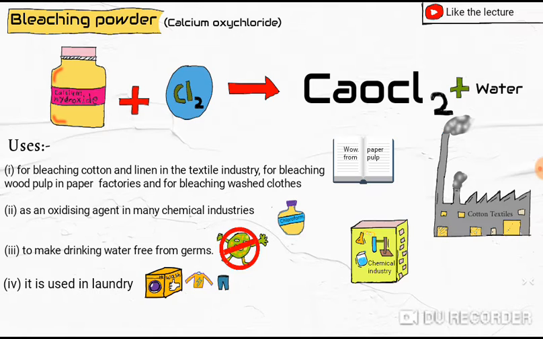Bleaching powder is a crystalline substance which we get when calcium hydroxide is added to chlorine gas. We get CaOCl2. Now what is this CaOCl2? CaOCl2 is nothing but the formula of bleaching powder. Its chemical name is calcium oxychloride. It is also called calcium oxychloride, or in other words, the chloride of lime.